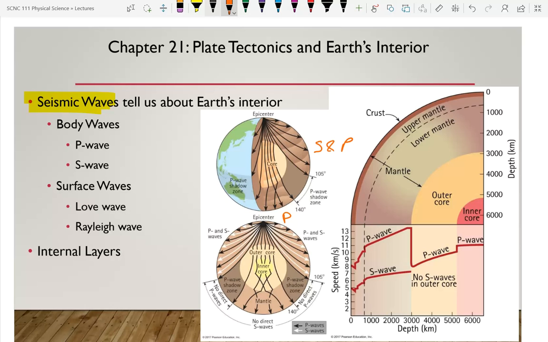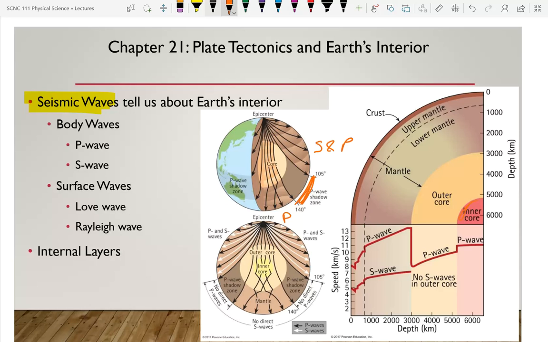P waves, pressure waves or primary waves, can travel through a liquid or a solid. S waves, shear or secondary waves, can only travel through a solid. Okay. Pressure can be a liquid or solid. S waves can only be through a solid. And so the fact that we only have P's in the region down at the bottom tells us there must be a liquid portion to the earth. So that's our scientific reason to extrapolate. And then based on where we see this shadow zone, we determine what the radius is for the liquid portion.